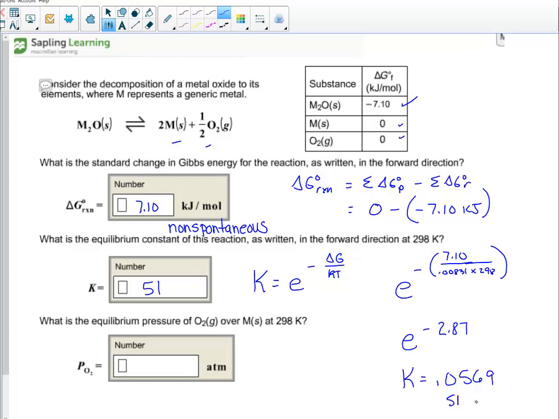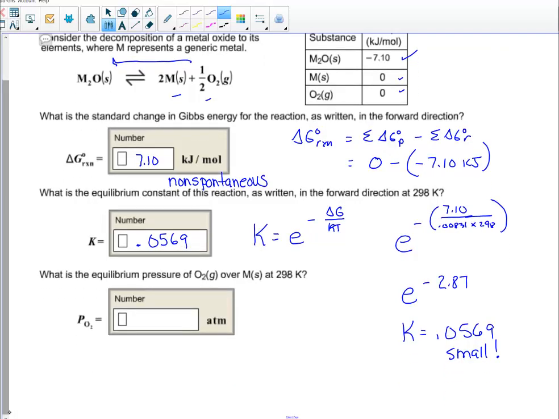Here's how I knew I made a mistake. I knew that K had to be a small number, meaning that the reverse reaction was being favored, because the positive delta G tells me that the forward reaction is non-spontaneous. So therefore, K is not going to favor the forward direction. It's going to favor the reverse direction, meaning that I need a very small K value. So that's how I knew I made a mistake and backed up and checked my work. No worries, I caught it.